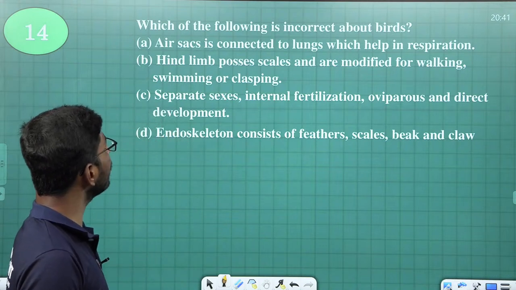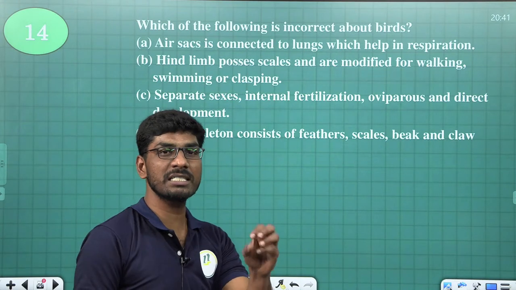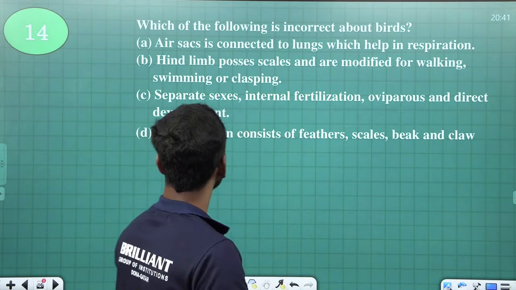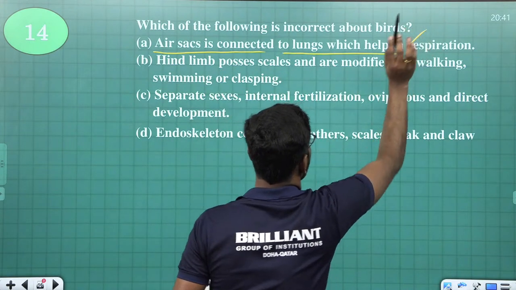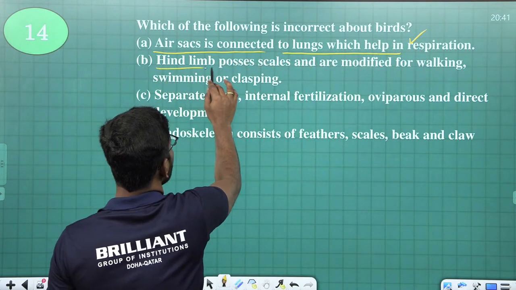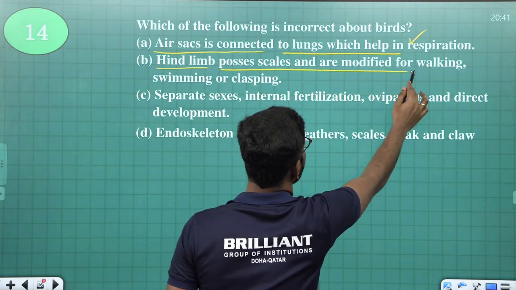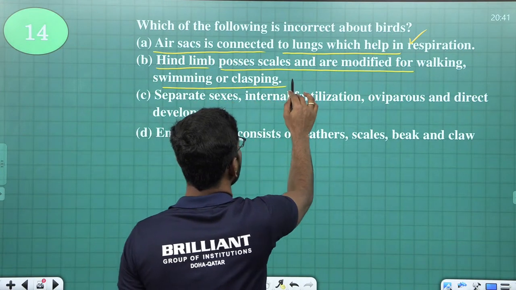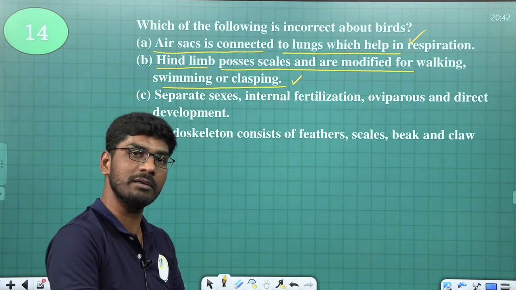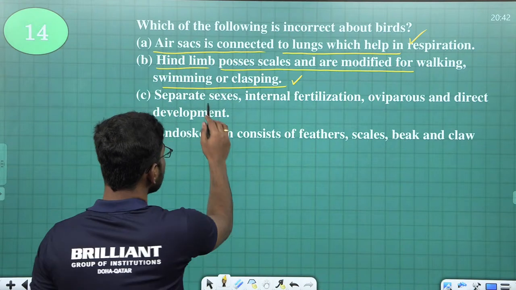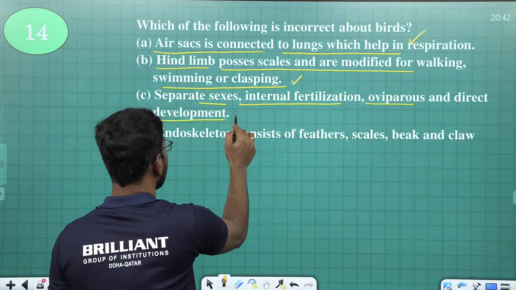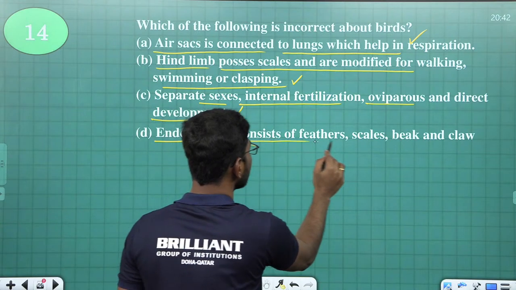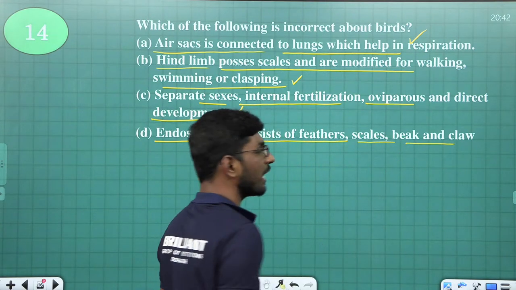Next. Which of the following is incorrect about the birds? Air sac is connected to lungs which help in the respiration. Correct, shabash. Hind limbs possess scales, are modified for walking, swimming, clasping, perching, running. Correct. Sexes separate, internal fertilization, oviparous, direct development. Correct. Endoskeleton consists of feathers, scales, beak and claw.